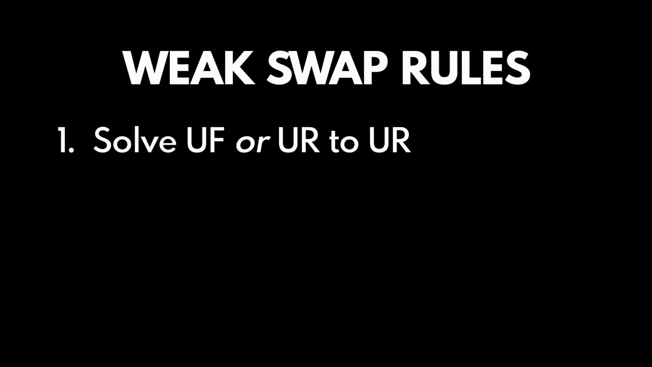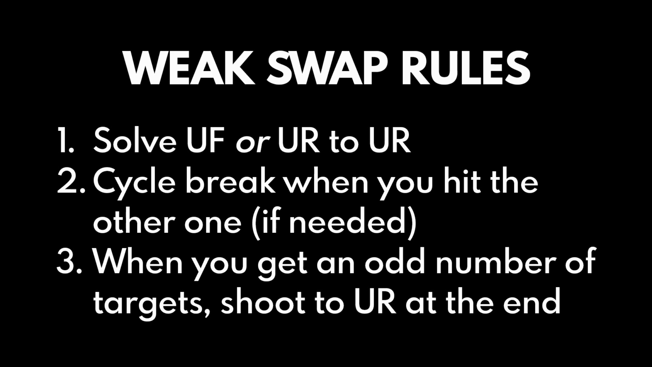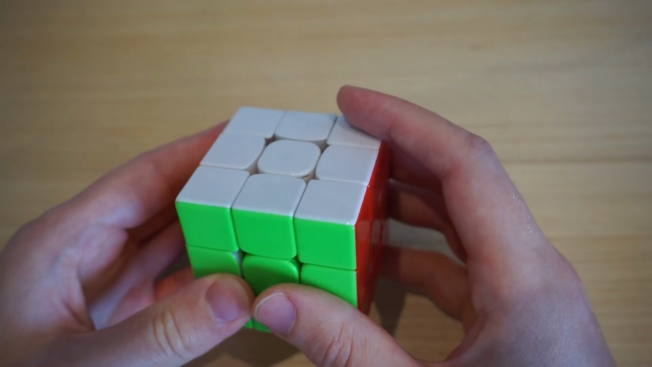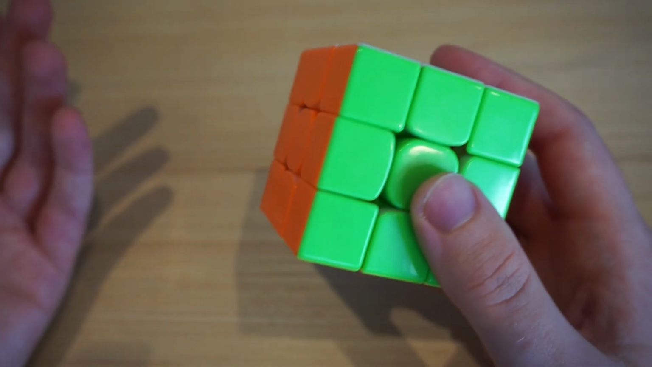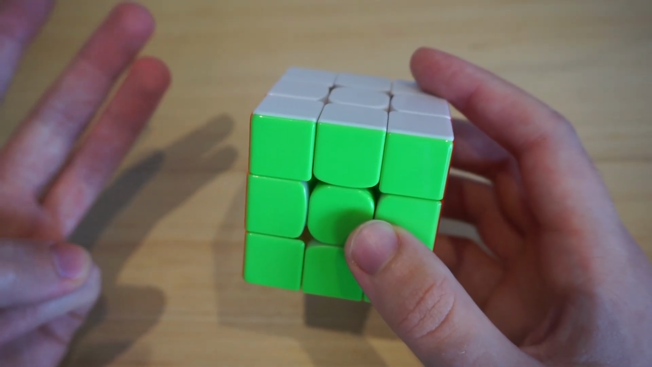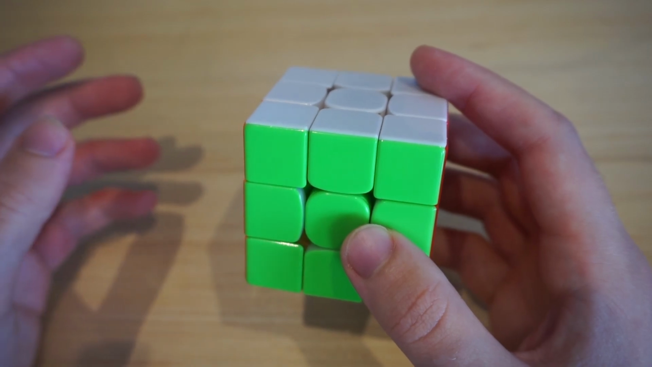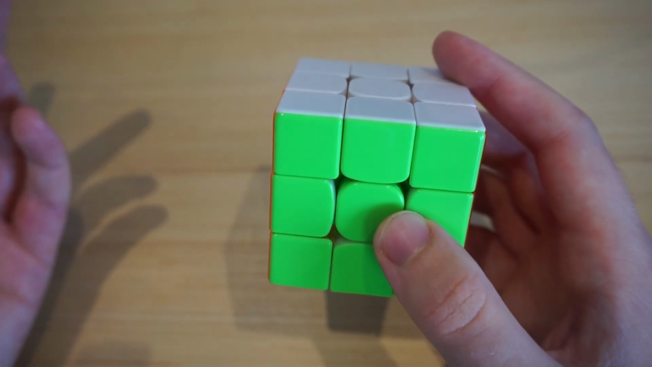So to recap, when you hit UF or UR, solve it to UR. When you hit the other one, treat it as your buffer and cycle break if you need to. And when you finish tracing, if you have an odd number of targets, shoot to UR at the end. And that's basically everything you need to know, and pretty much every case you can encounter is just an extension of those 3 basic steps. There are a couple of niche cases where the correct approach might not be like 100% obvious, so here's how those work.